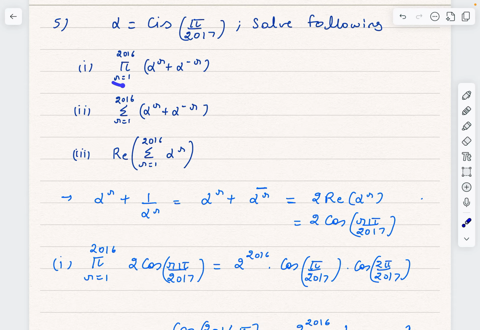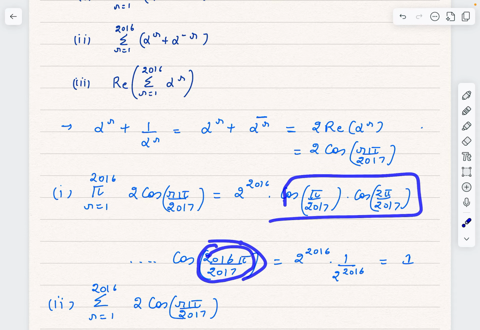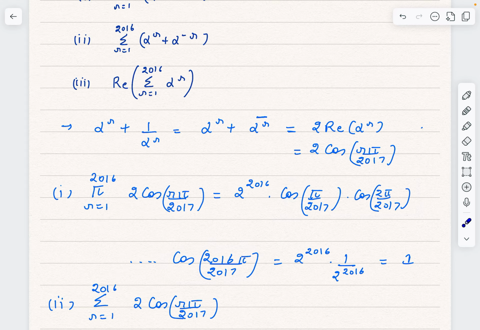In the first part, they ask for the product. When you multiply all the terms, there are 2016 terms, so 2 will be there 2016 times, and you get cos pi by 2017, cos 2 pi by 2017, up to cos 2016 pi by 2017. The direct formula has been given to you in the class, you can just use that. It will come out to be 1 by 2 to the power 2016, so to cancel out, you get 1.